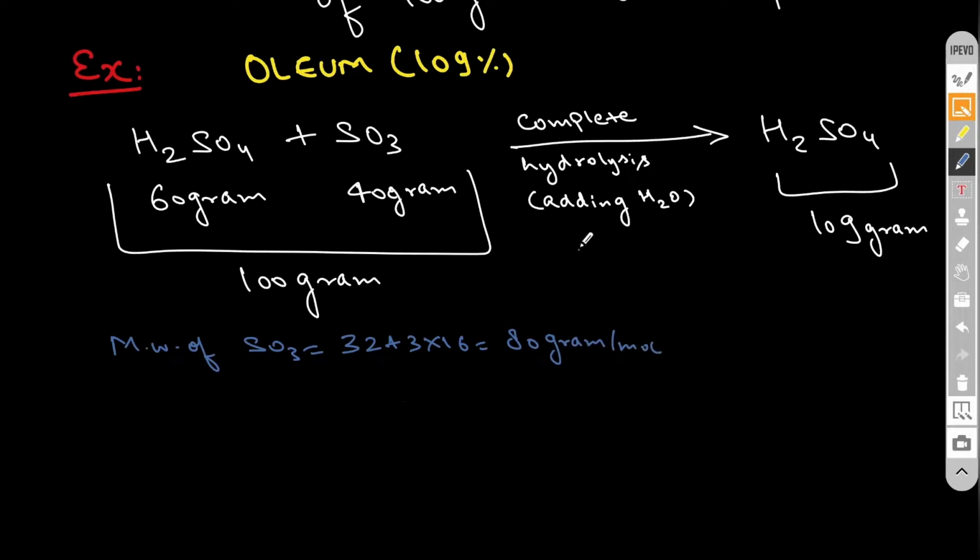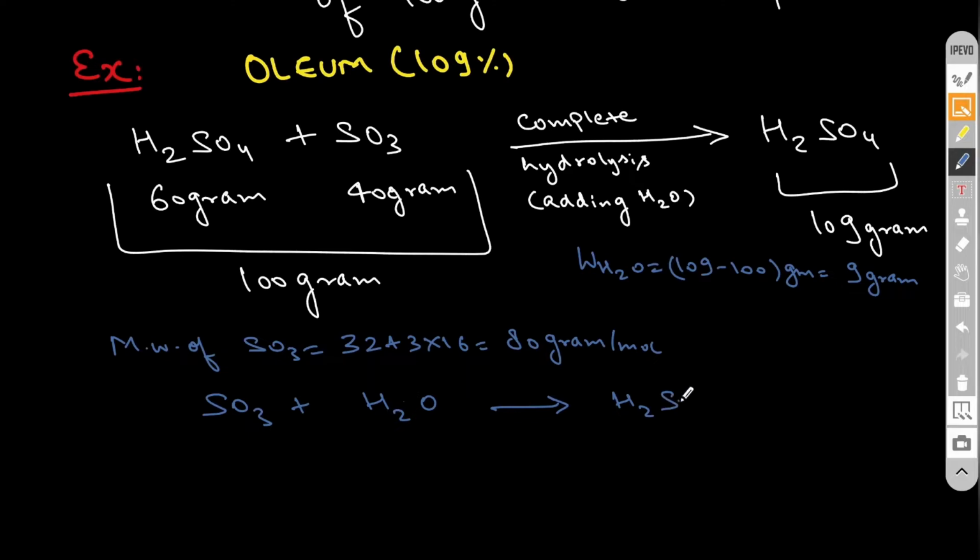So the molecular weight of SO3, we know, is 80 gram per mole, and the weight of water is 109 minus 100, which will come out to be 9 gram. So the weight of water added is 9 gram. The molecular weight of SO3 is 80 gram per mole. So on adding water to SO3 we get H2SO4, right?